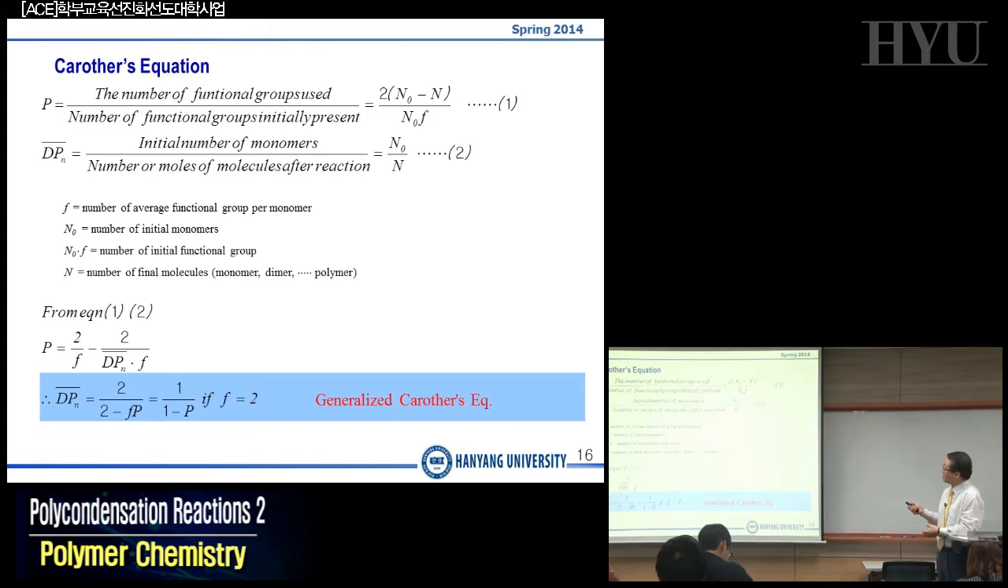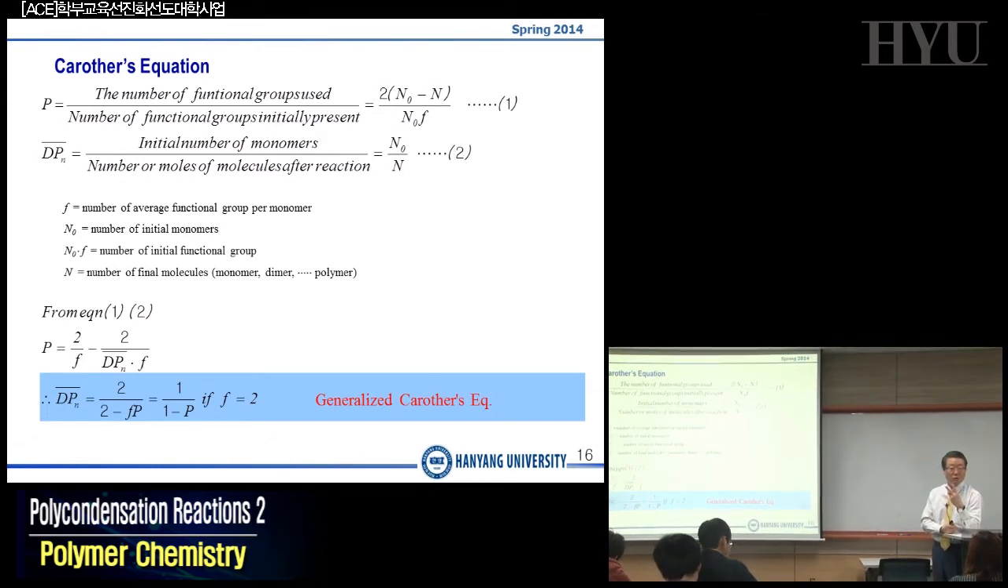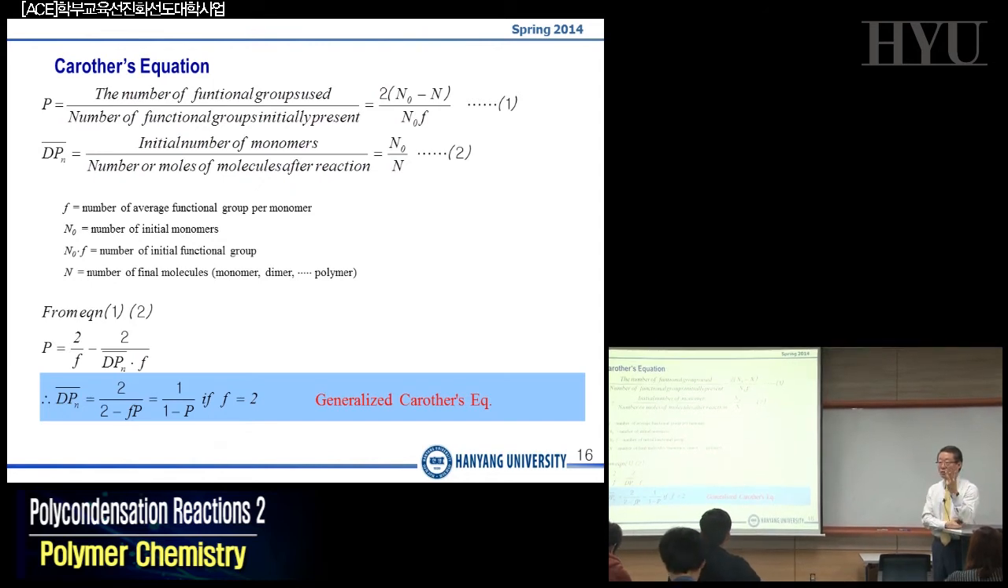Well, if you define F as the average number of functional groups per monomer, the number of functional groups of your monomer, if F is equal to 1, you have a unifunctional monomer. If F is equal to 2, you have 2 functional groups in your monomer system. If you have glycerol, then you have 3 functional groups.